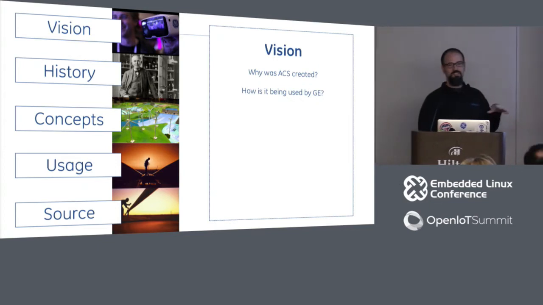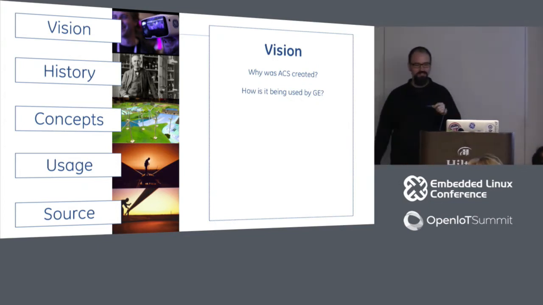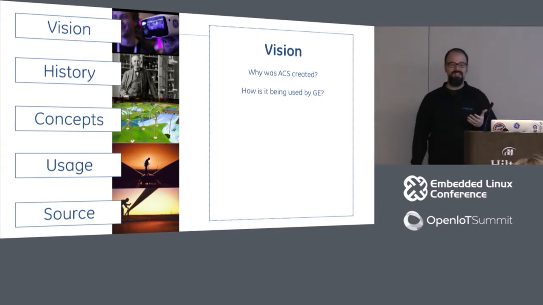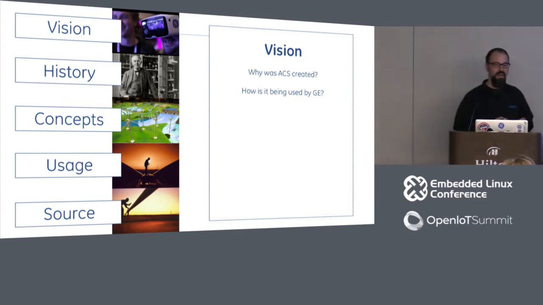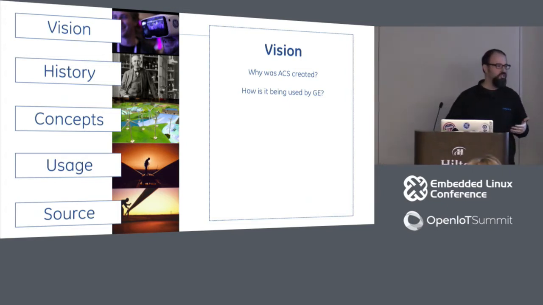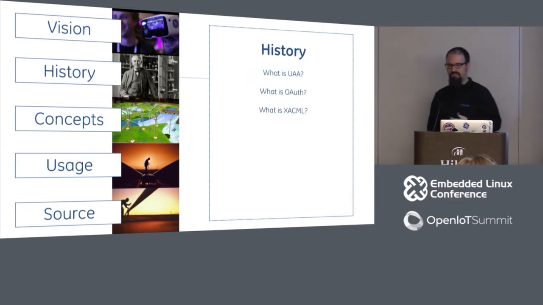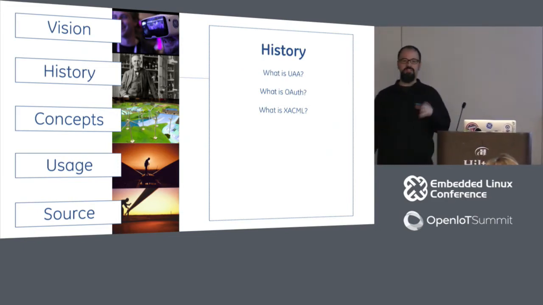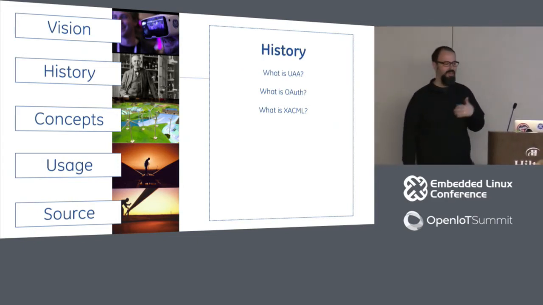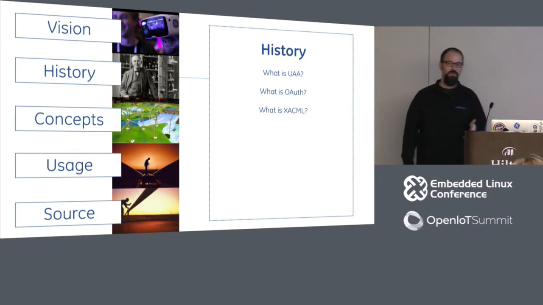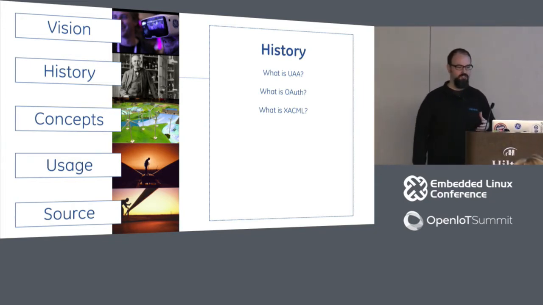First, so this is the rhetorical questions part of the presentation. So the vision, why was ACS created? So ACS is what we call our access control service. I don't know if anyone else is still paying student loans, but it's a very different thing, ACS. But also I'm gonna talk a bit more about the vision and why it's important or how it's being used at GE. Then I'm gonna go into the history of, okay, now that we understand what the problem is, what is UAA other than an acronym? What is OAuth? What is XACML? And what do they have to do with what I'm talking about?